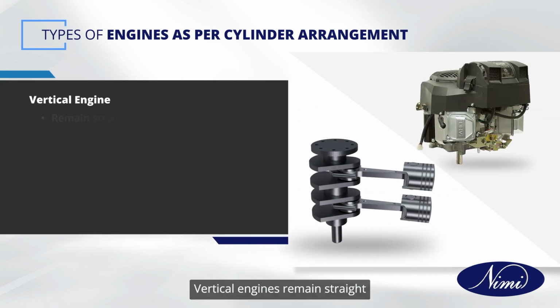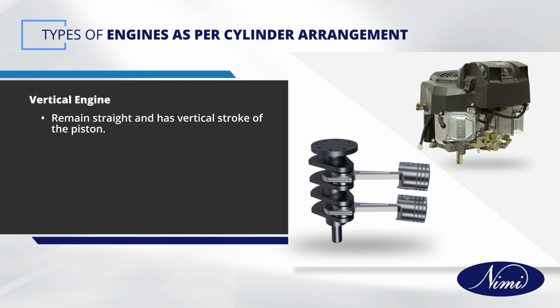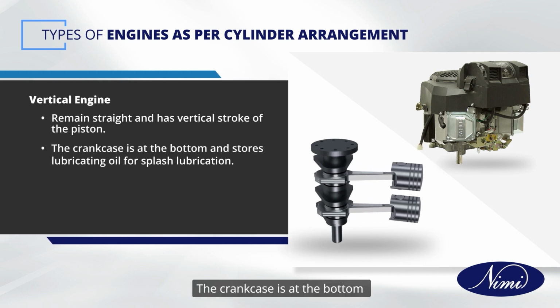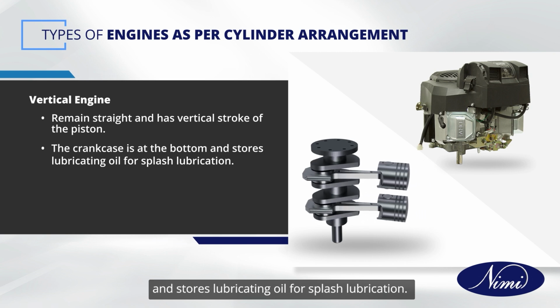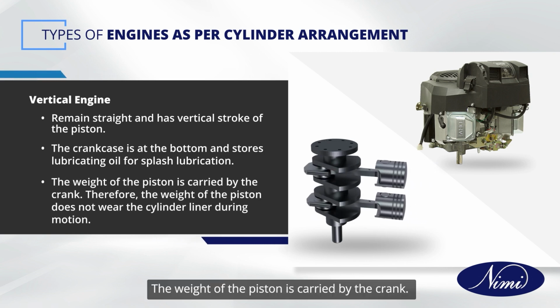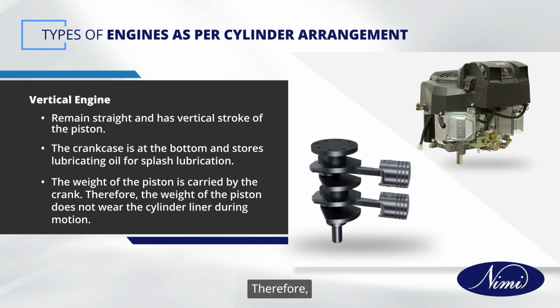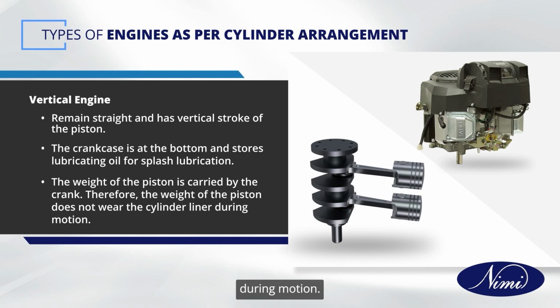Vertical engines remain straight and have a vertical stroke of the piston. The crankcase is at the bottom and stores lubricating oil for splash lubrication. The weight of the piston is carried by the crank. Therefore, the weight of the piston does not wear the cylinder liner during motion.